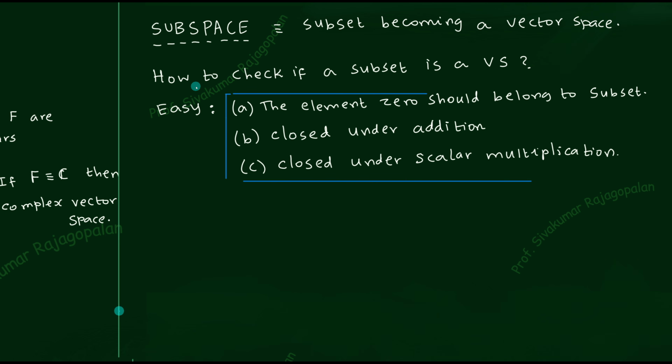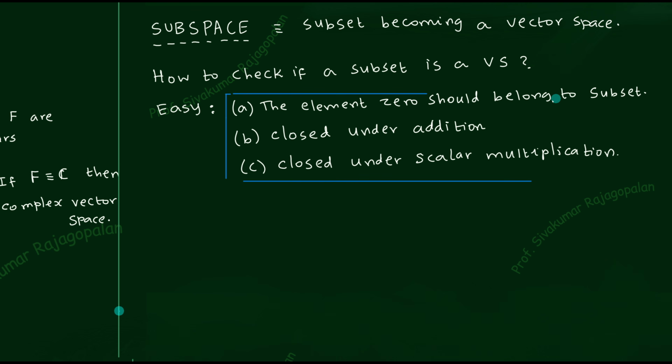So that is what it is. So naturally the question comes, how do I know whether the subset will become a vector space or not? Practically speaking, there is an easy method where you only verify 3 properties, and all the 3 properties are also easy to verify.